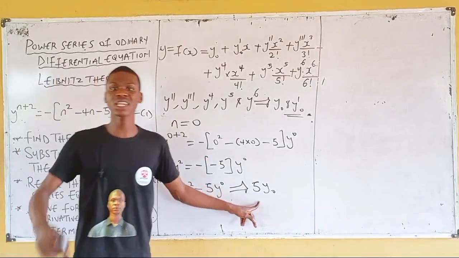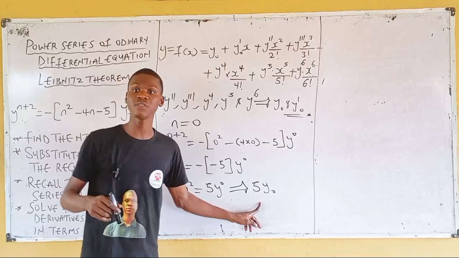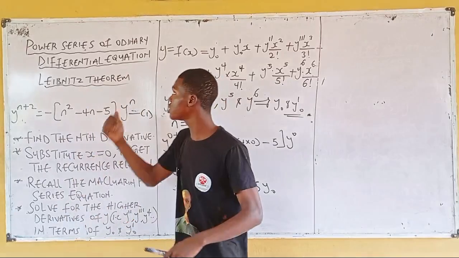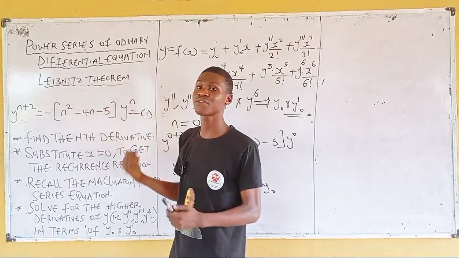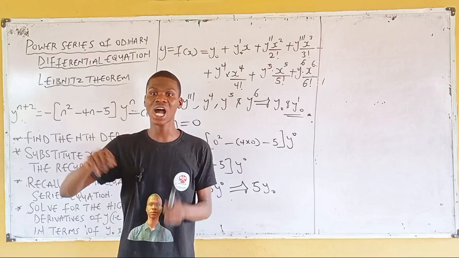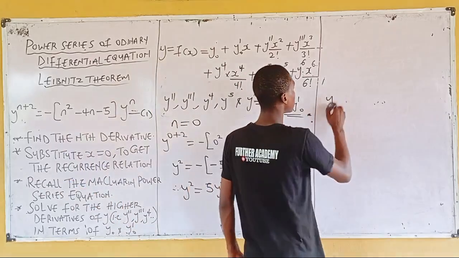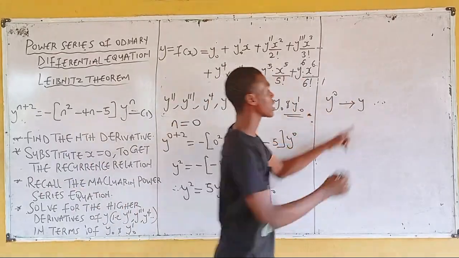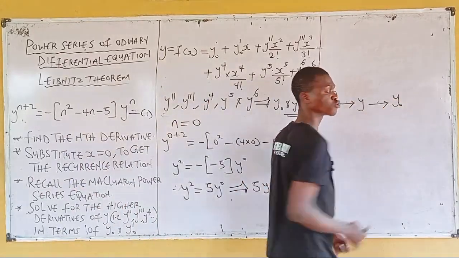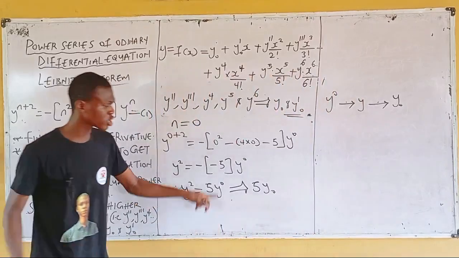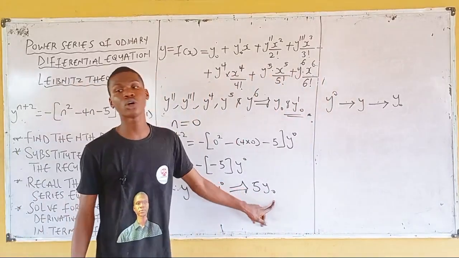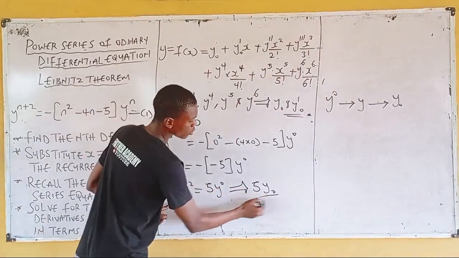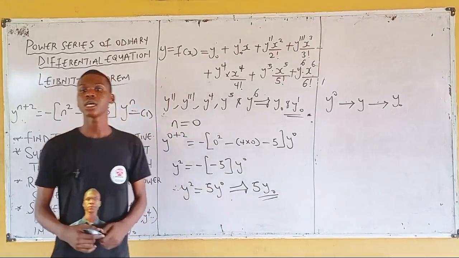Recall that when we did the introduction and derived it, we said mathematically y raised to the power of 0 is 1. But when it comes to the power series solution of the ordinary differential equation, you assume y raised to the power of 0 as y, and y can be written as y subscript 0, meaning y naught. So if y raised to the power of 0 is assumed as y naught, this answer, y raised to the power of 2, we got as 5y naught. Can you now see what we said?